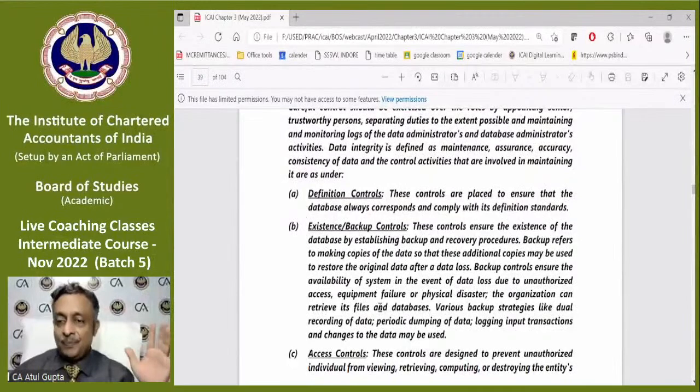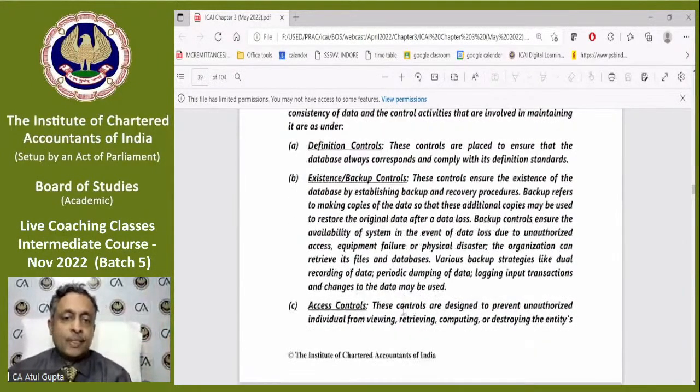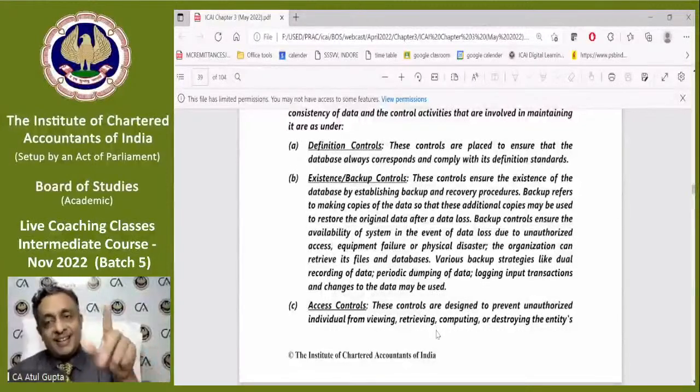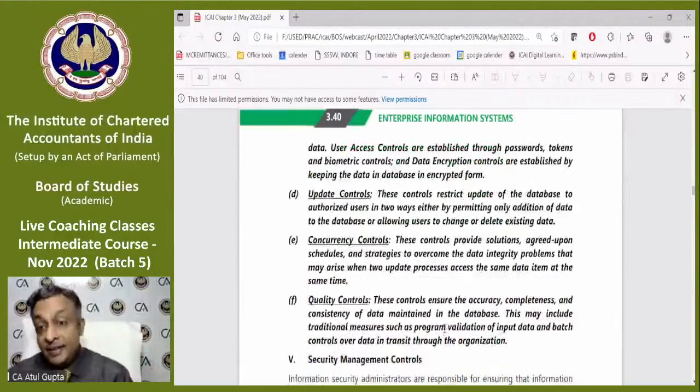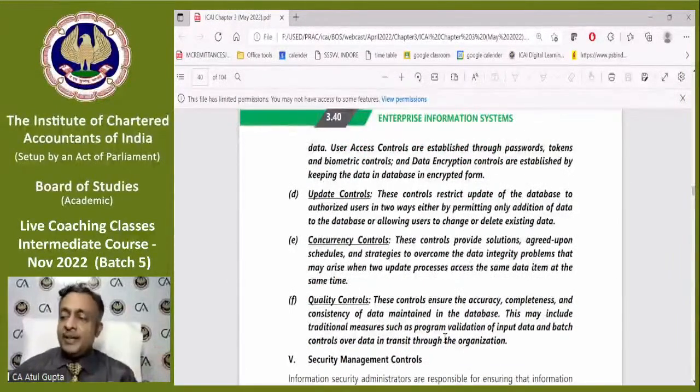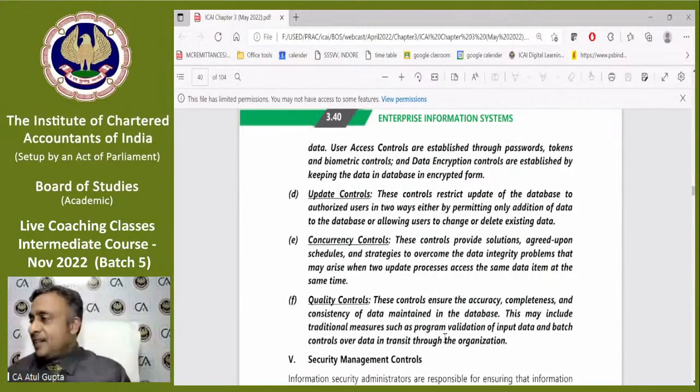Backups are mandatory, must do, must take. Who can access data? Control on data. The update. Proper update has to be there. Only one way of updating the system has to be there. If more than one person is accessing, concurrency control has to be there, and quality control on data has to be there. Now we have controlled it, a major part of the discussion.